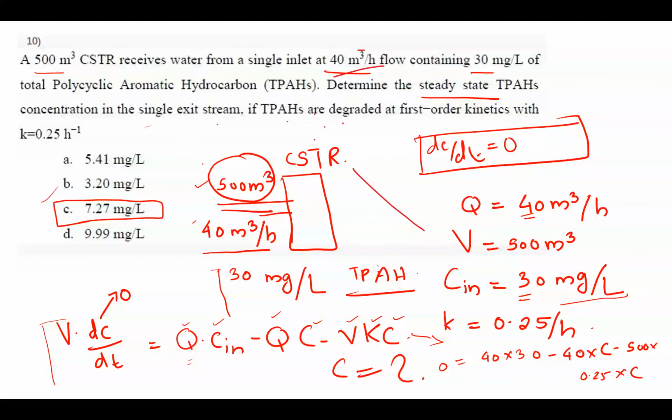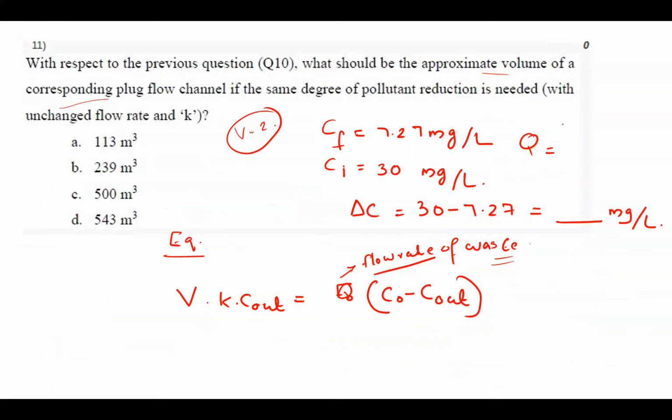Q value is 40 meter cube per hour. Initial concentration is this one, and the final concentration is this here. This is C initial, C out means C final. So we know the initial concentration of pollutant and the final concentration of pollutant in the plug flow channel.